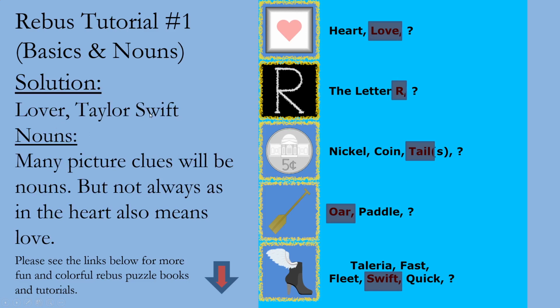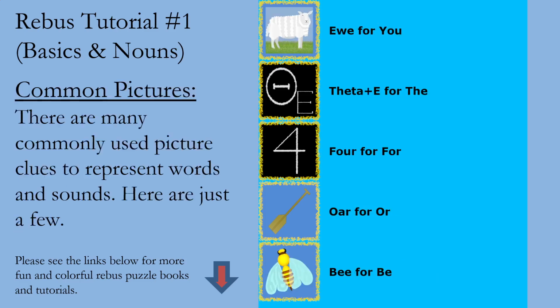Lover, Taylor Swift. And this was a simple one. It was really easy. Nothing to worry about. And as we said before, most of the picture clues are going to be nouns, so that would probably be your first guess, and you probably would be right. So most of the time you can go with your first guess and hopefully you'll solve the puzzle.